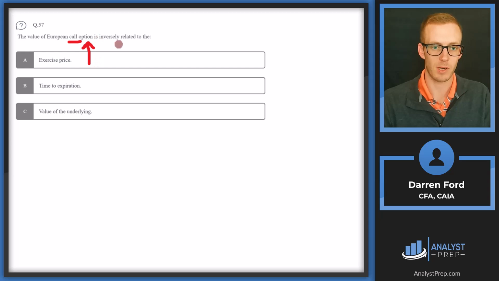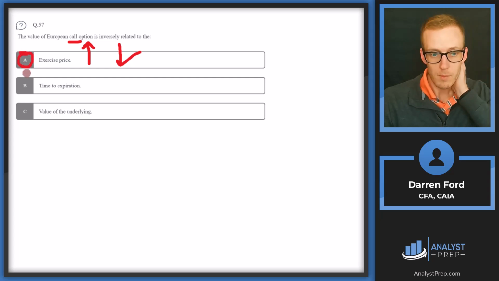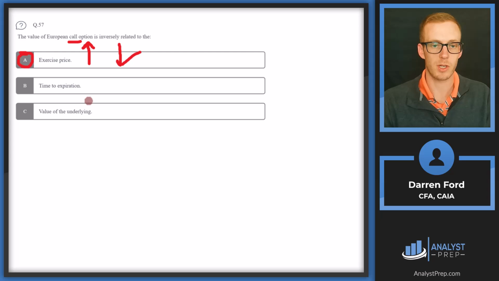A higher exercise price will lead to a lower option value. So A looks like our answer. Let's make sure we can rule out B and C. B, time to expiration. There's going to be a direct effect here. As time decreases, this is going to decrease the value of the call option. And that's because there's less time for that option to get into the money.